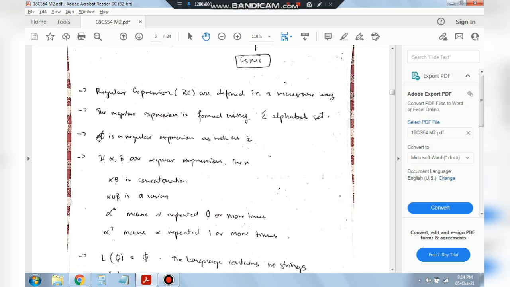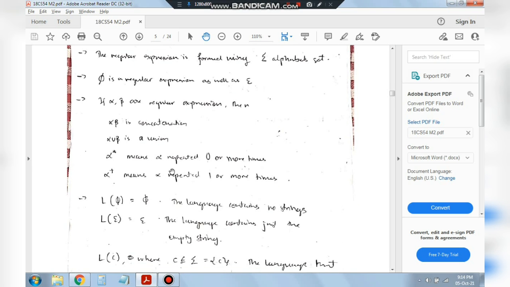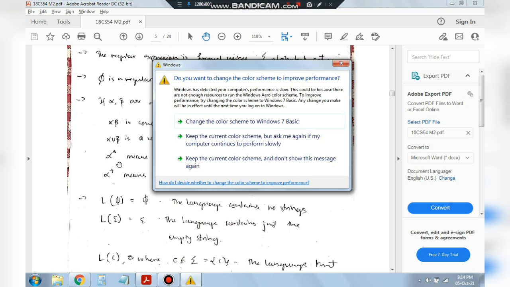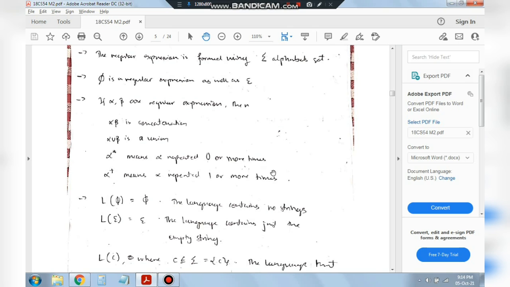Null is a regular expression as well as epsilon. The difference between null and epsilon is that null means there are no strings, and epsilon means there is a string but it's empty. It looks similar but it's actually different. Here are some of the mostly used operations: concatenation, union, and star, which means repeated 0 or more times, and plus, which means 1 or more times.